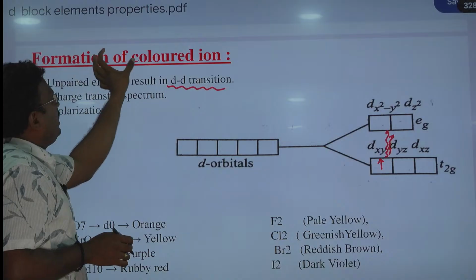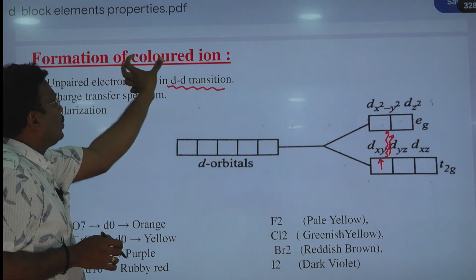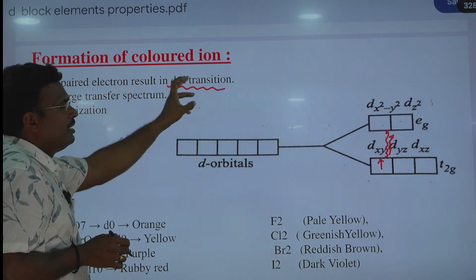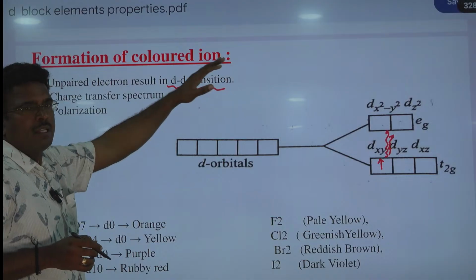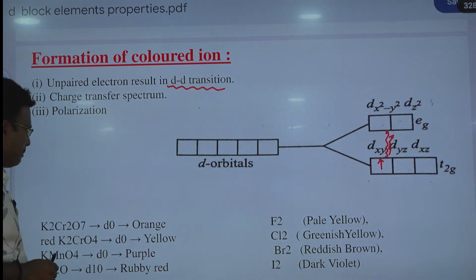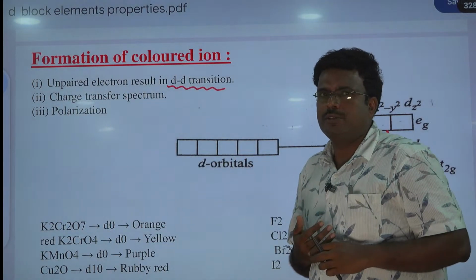So why do d-block elements show colored ions? The first thing to remember is that unpaired electrons are present, that is the d-d transition. The second thing is the charge transfer spectrum. There are two types of charge transfer spectrum.